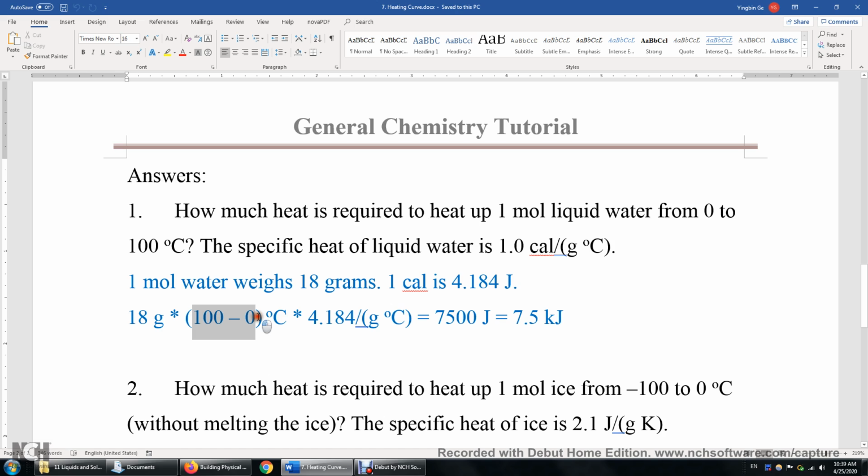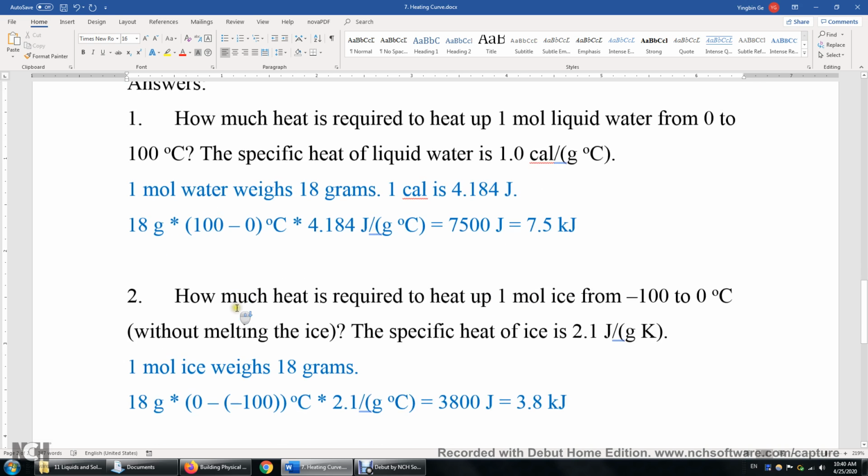The temperature change is from 0 to 100, so I'm using the final temperature minus initial temperature to get the temperature change. This is the specific heat of liquid water. I converted calorie to joule. The result is 7,500 joule or 7.5 kilojoule. So if you look at the unit, degree Celsius and degree Celsius cancel, this gram and this gram cancel, so in the end the unit is joule.